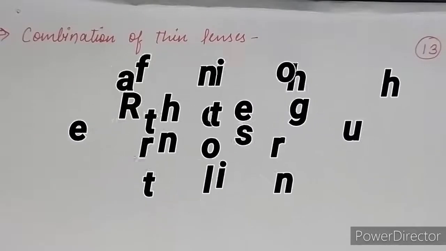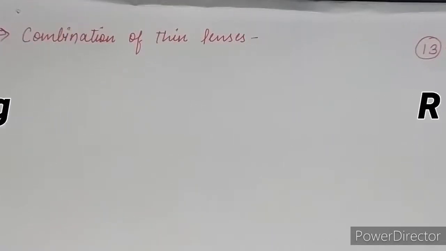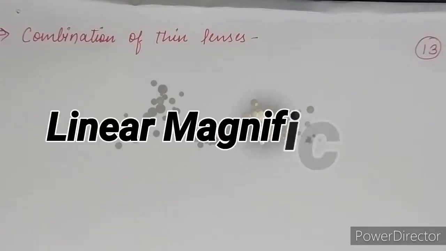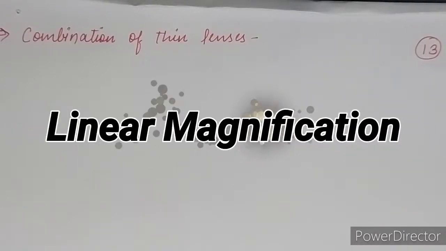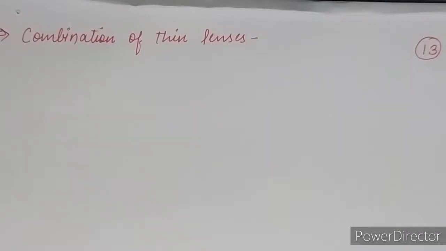We have also studied the formula of linear magnification. Now today we are going to start a new topic of this chapter, which is also related to the lens only, that is combination of thin lenses. How does the combination of thin lenses look?